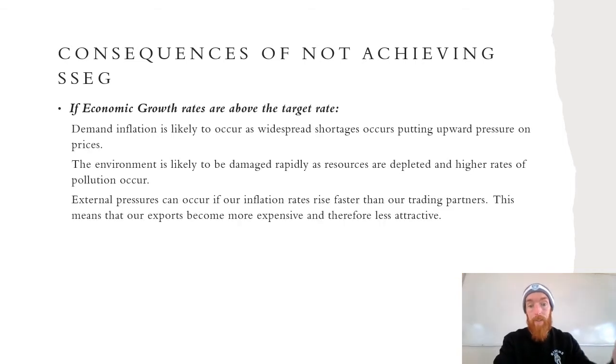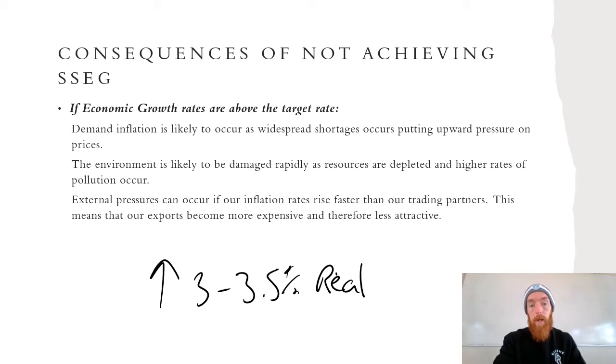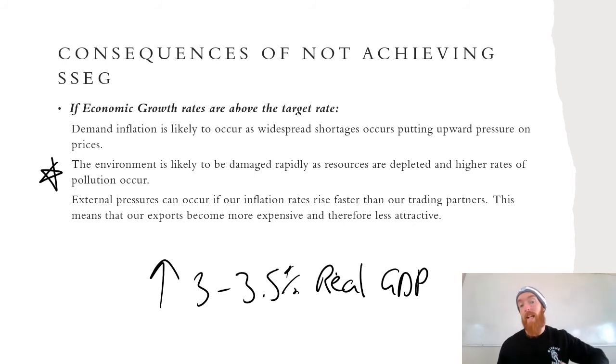Then, if growth rates are above the target rate, so if we are beyond that 3 to 3.5%, that is going to create some other issues. Part of it is that if there's too much production, there could be demand inflation occurring, because if there are widespread shortages, it's going to put upward pressure on prices. The environment's also likely to be damaged rapidly as resources are depleted and higher rates of pollution occur from excessive production. External pressures can also occur if our inflation rates rise faster than our trading partners. If our inflation rates increase too quickly because of our excessive growth, this means our exports become more expensive and therefore less attractive to our trading partners.